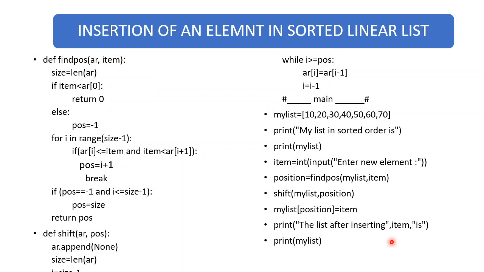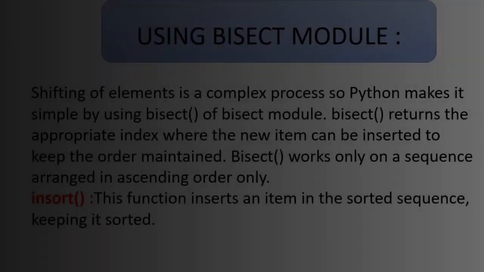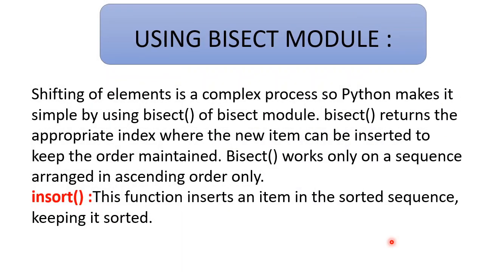Okay, this is a program for sorted linear search that we will see in our IDLE. Next, we can avoid all this complexity by using the bisect module. We know that shifting an element is a complex process because we are adding an element and shifting element by element, so it is a very tricky thing to do.